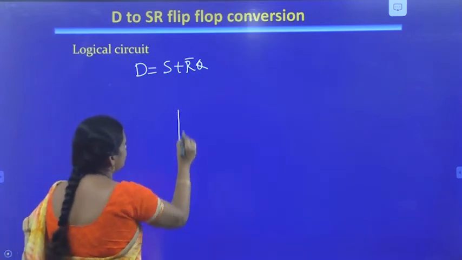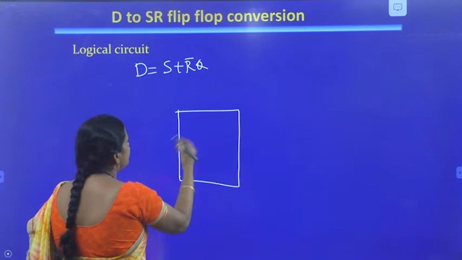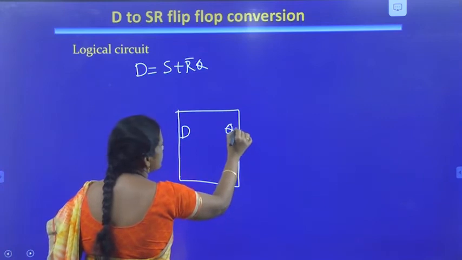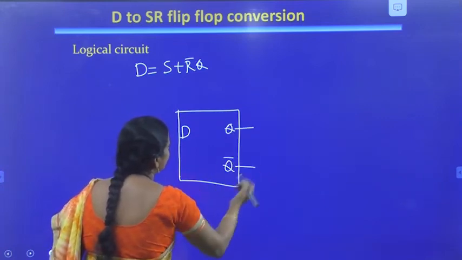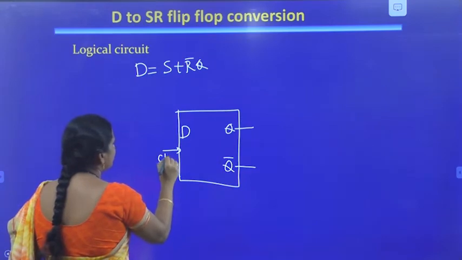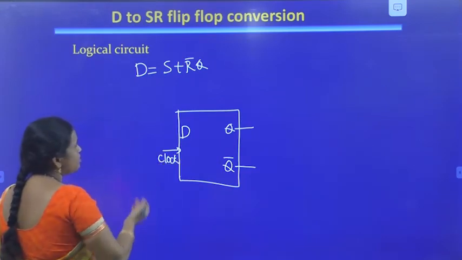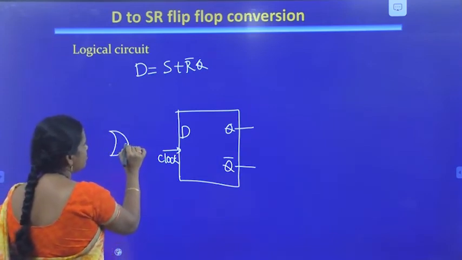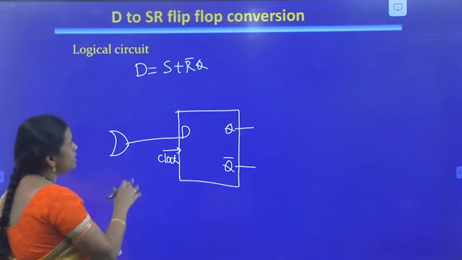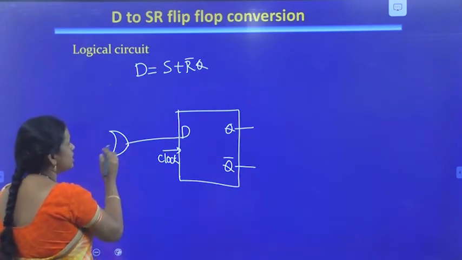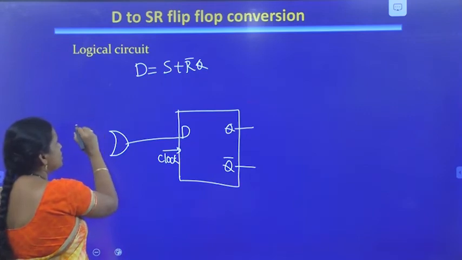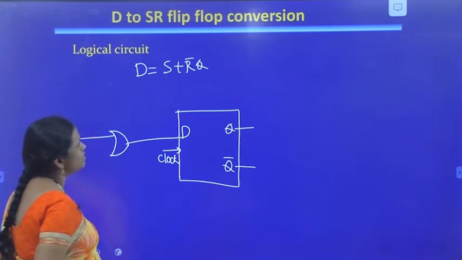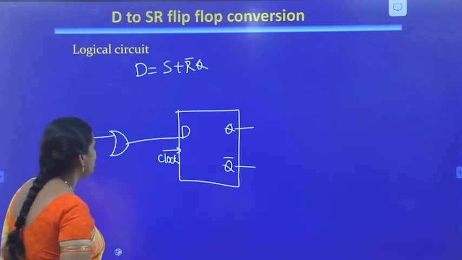So now let us take the flip flop. We will write D here. The flip flop outputs are Q and then Q bar. And then let me take a clock here. What is our D here? This D is nothing but one OR gate. And what are the inputs for this OR gate? That is nothing but 2. One is nothing but one AND gate. One is S, and the other one is R bar into Q.